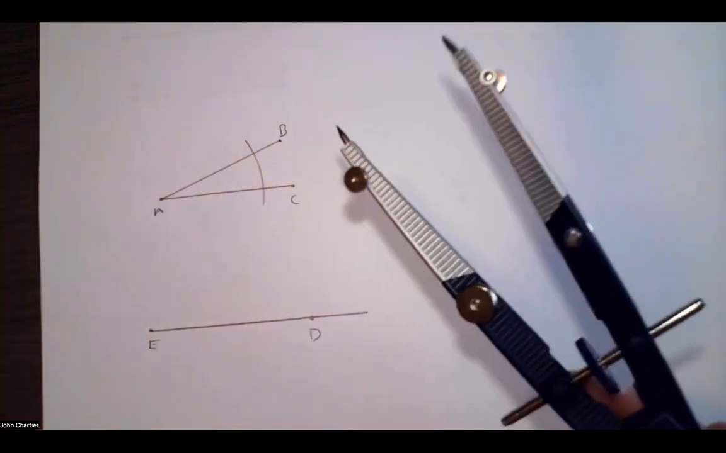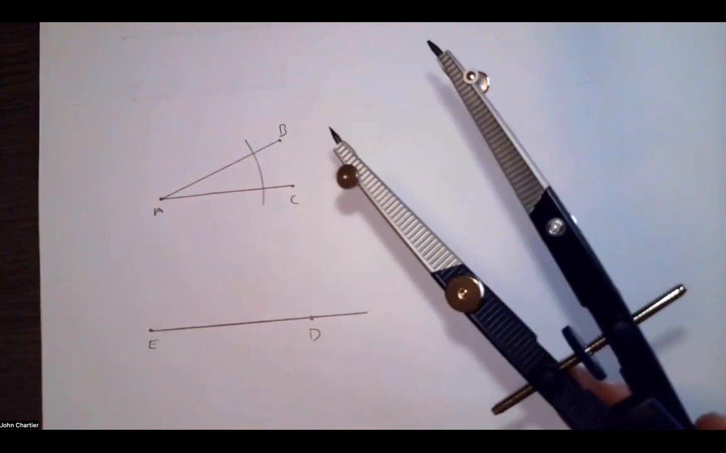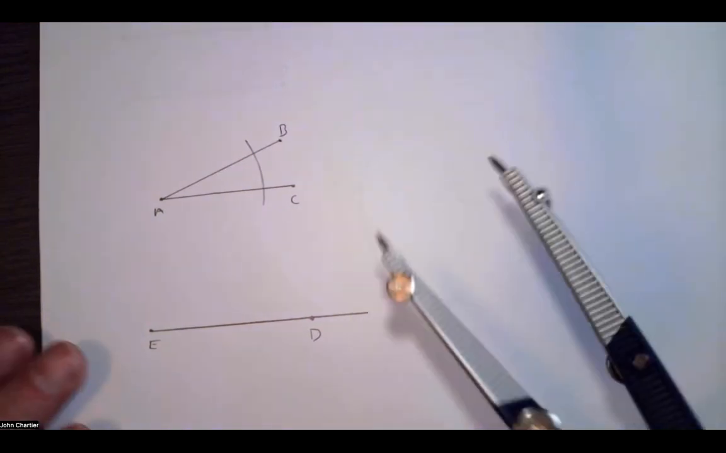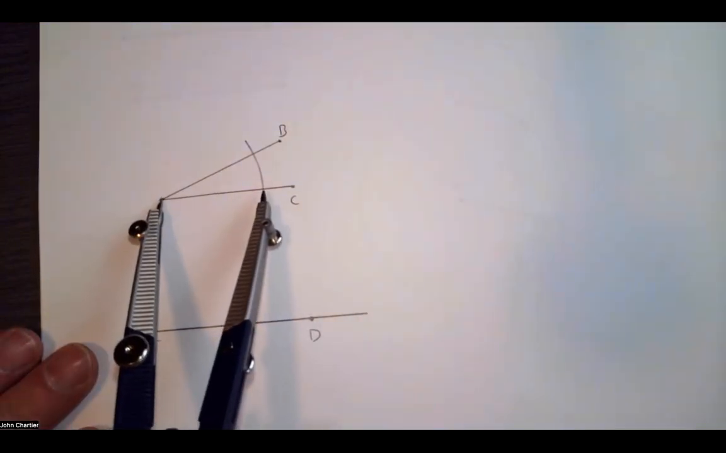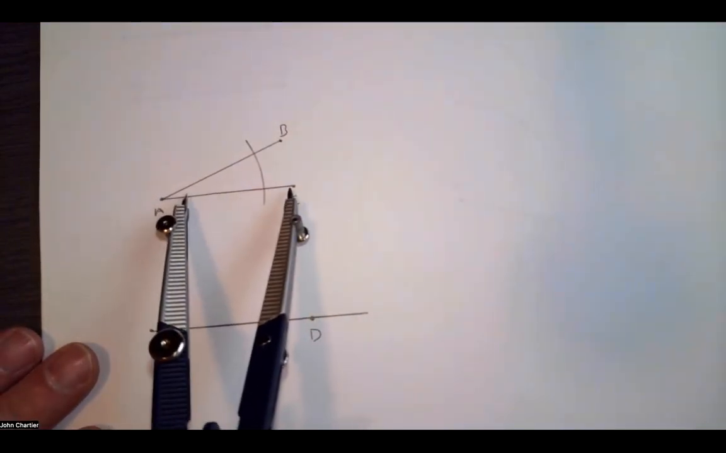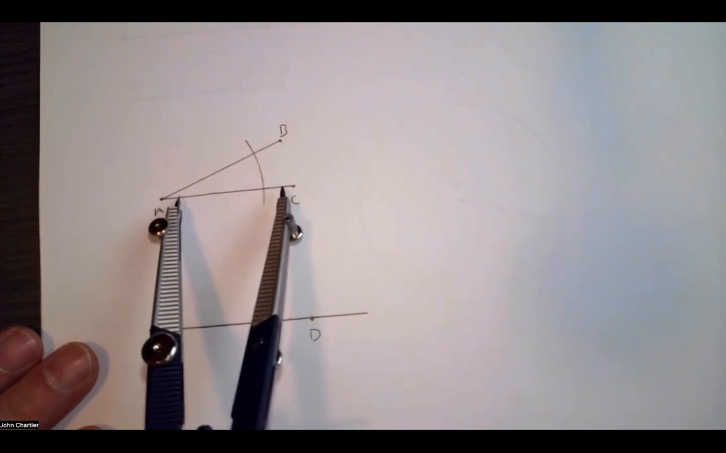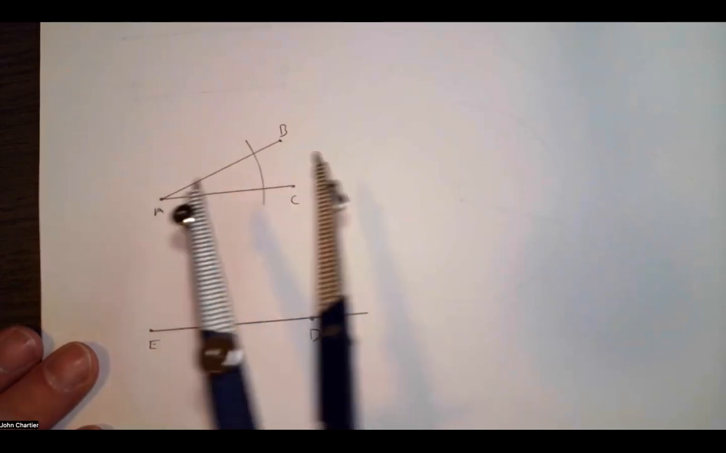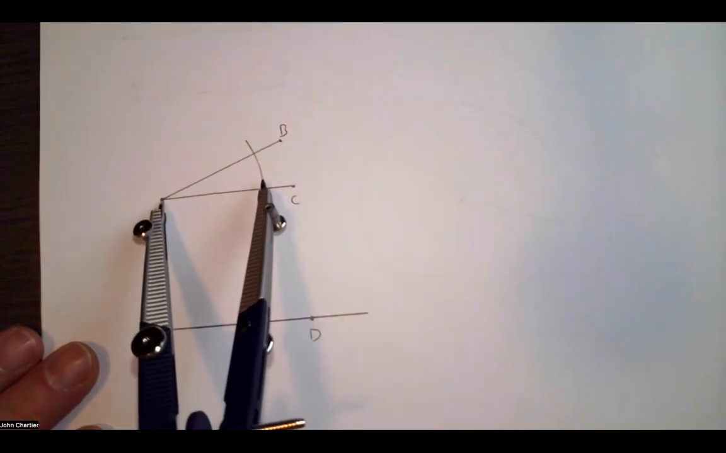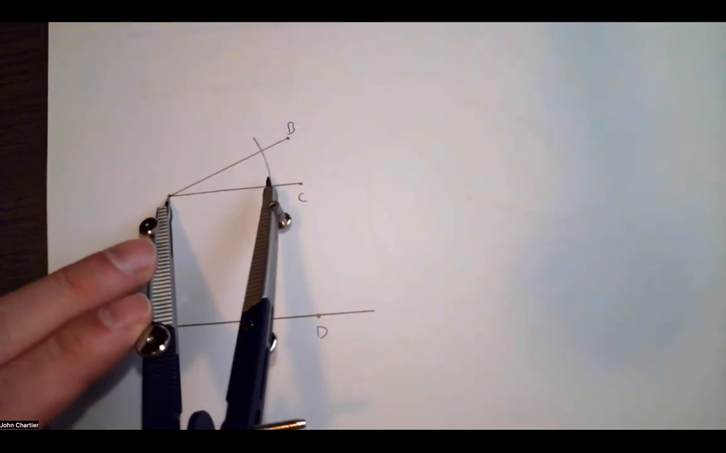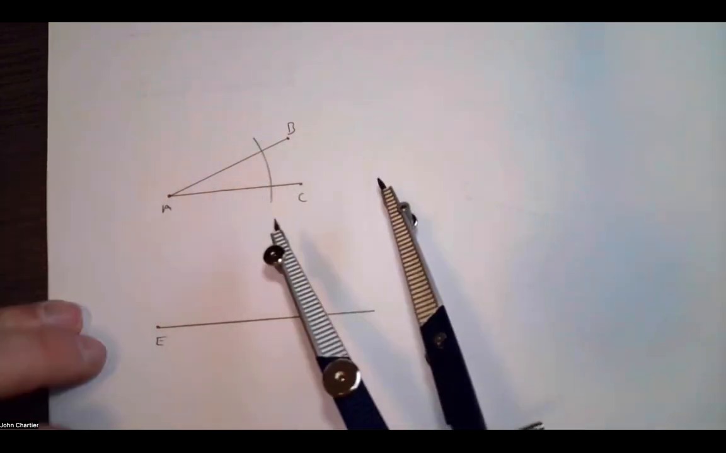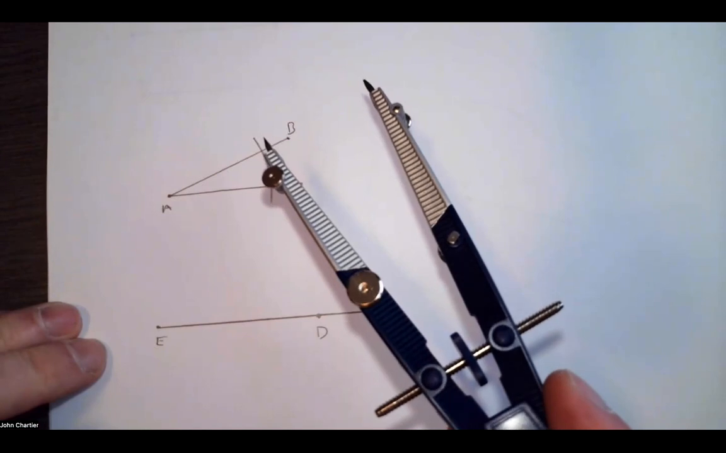And then lastly, I'm not going to change this distance. Okay, so once again, the steps are, I'm going to open it up to any distance. It's just got to be less than AC. And the further down you are, the more accurate. If you do it really, really tiny, it's not as accurate. And then I'm going to draw an arc that goes through both legs of the angle. And then I'm not going to change this distance.